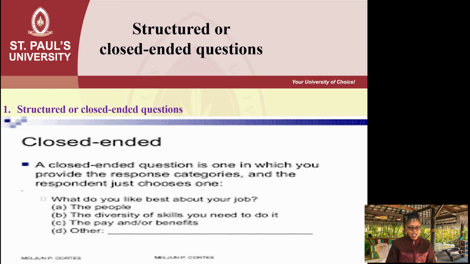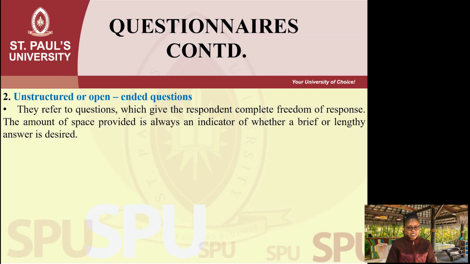We can also have another example, like you can see there. What do you like best about your job? So there is either A, B, C, and D, and you're free to tick whichever one you think applies. So those are examples of structured or close-ended questions.